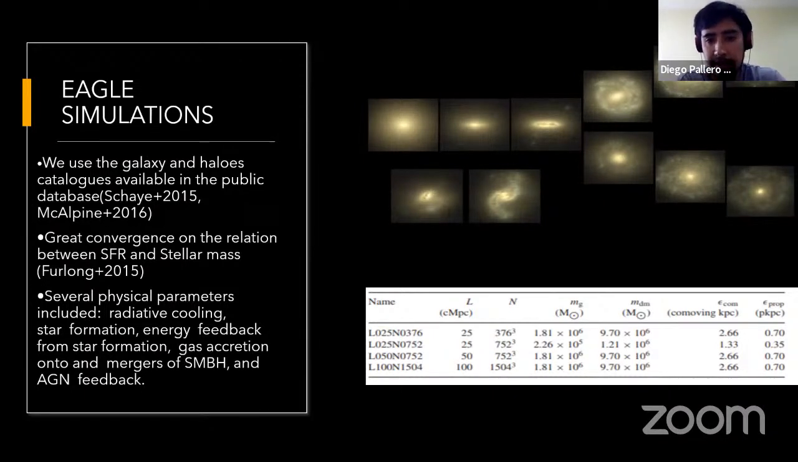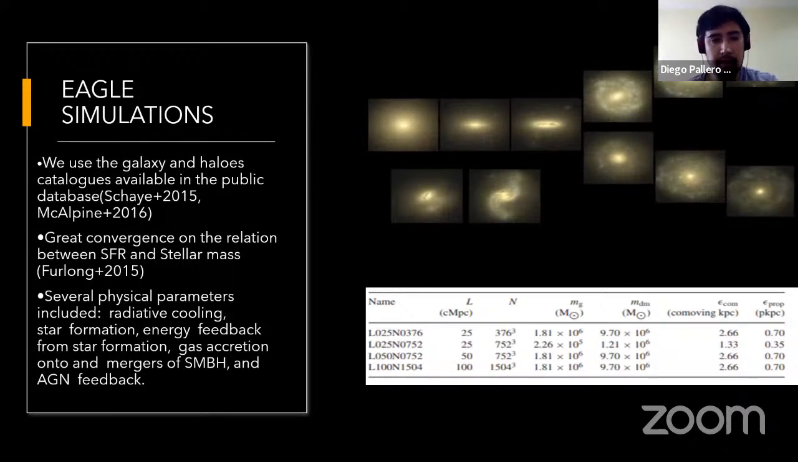The great thing about Eagle simulations is that there are many properties that are well resolved within the simulation and actually are well matched with observations. So in a way, we could make sure that the things that we are understanding from these galaxies could also be replicated in observations. That's great about Eagle simulations.